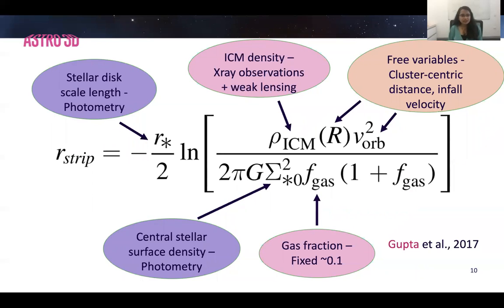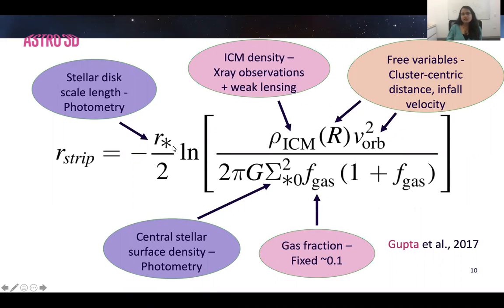And after making a few assumptions, we can reach a very nice analytical solution. There are only a few free parameters, or in fact, two free parameters in this model. One is how far this galaxy is from the center of the cluster, R, and the other is how fast this galaxy is falling into the cluster potential. All the other parameters you can get directly from observations.